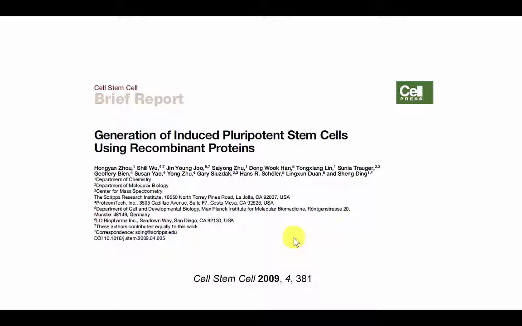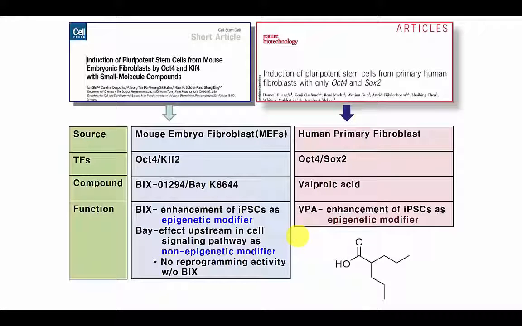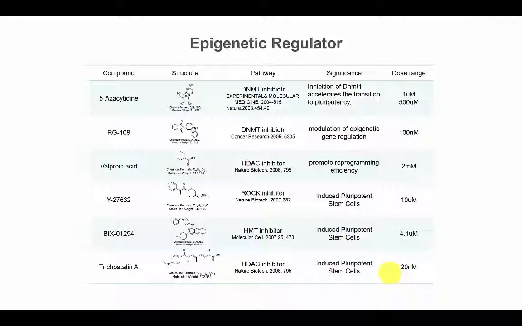Still, you can easily imagine that transferring such huge proteins into the cell may not be so easy. Of course, the best way is utilizing small molecules. So in the beginning, replacing one of those Yamanaka factors with a small molecule was tested and it seems like it's quite successful. And many of those small molecules, interestingly, are epigenetic regulators.